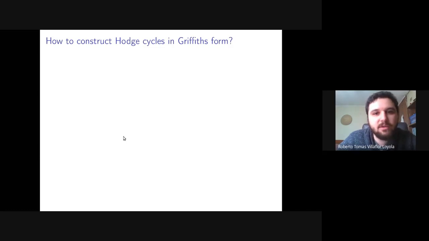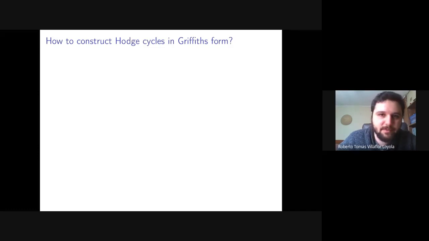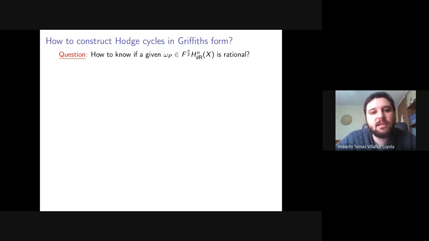How can we construct a Hodge cycle given in Griffiths form? So the simplest idea that we can try is the following. We can consider just a polynomial P and look at its Griffiths form, and we ask ourselves which conditions on P guarantee that this form is a rational class.